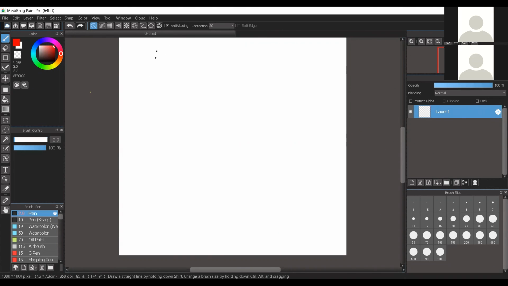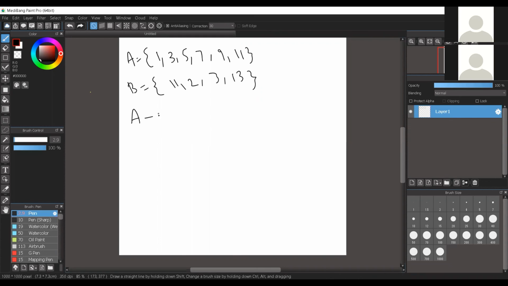Okay, now we have set A. For set A, we have 1, 3, 5, 7, 9. Set B: 11, 2, 3, 13. We need to find first A minus B. That's A difference B.